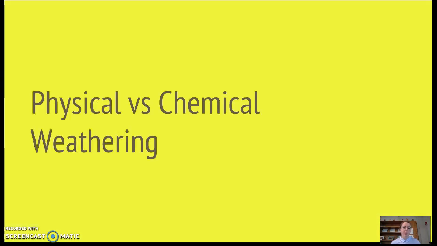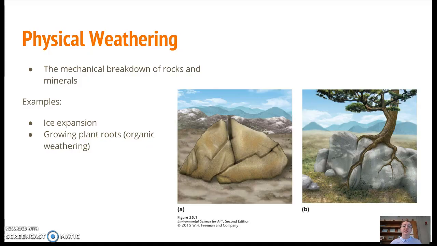So first we're going to talk about weathering. We'll talk about physical weathering. So physical weathering is the mechanical breakdown of rocks and minerals. So the actual breaking down of rocks and minerals physically. Examples of this: ice expansion, which we saw in our lab when the ice expanded within the glass vial and broke the vial apart. We see that in nature through the water seeping down into rocks, freezing and breaking the rock apart.